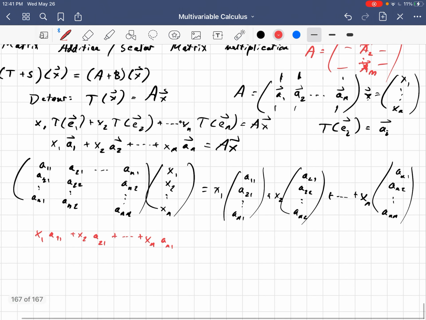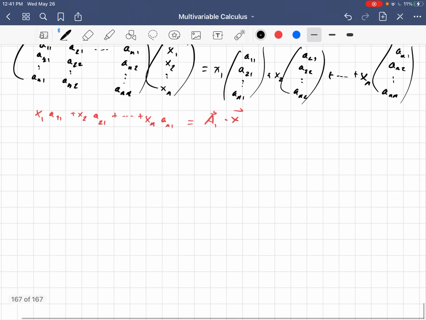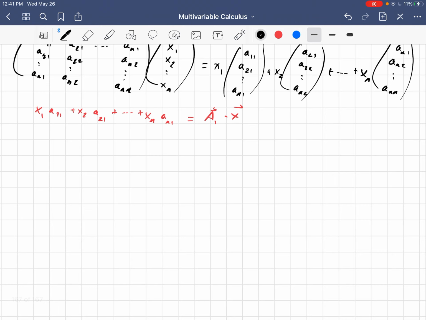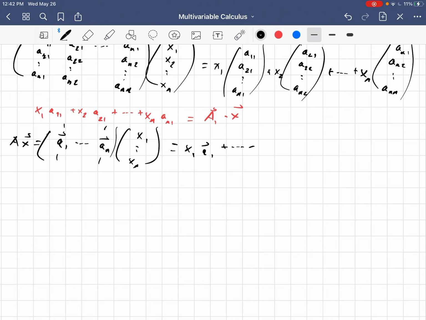So it goes on like that. Then this is the dot product between a sub 1 and the vector x. And so an alternate interpretation is that, sure, a times the vector x, matrix vector multiplication, if we look at the columns, a sub 1, dot dot dot, a sub n, times x sub 1, x sub n, then you can think of this as a linear combination of the column vectors.